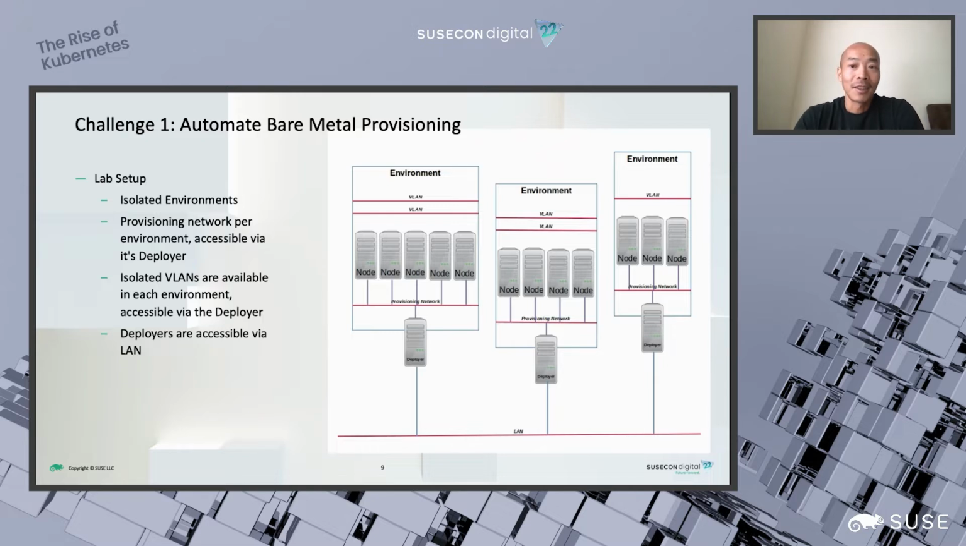As mentioned earlier, our lab is made up of individual isolated environments. Each environment is allocated a number of bare metal servers, although the servers are not evenly allocated among all the environments; some environments may have more servers than the others. The only way to access an environment is through its deployer server, which is connected to the provisioning, or in this case, the iLO network. Each environment also has a number of VLANs allocated. Those VLANs are pre-configured at the physical switch. The deployer for each environment is accessible from the local area network.